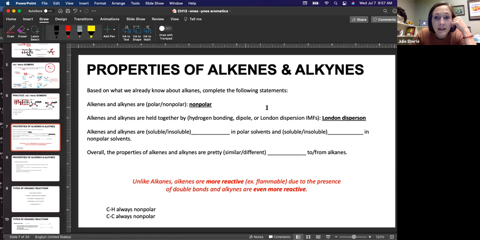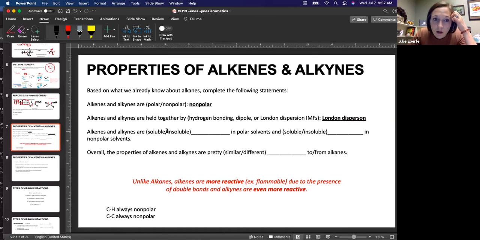Okay. And these are the weakest. London dispersion are the weakest. Hydrogen bonding are the strongest types of intermolecular forces. It takes very little energy to break apart molecules that are held together by nonpolar intermolecular forces, London dispersion. It takes a lot more energy or more heat to break apart molecules held together by hydrogen bonding or dipole interactions.